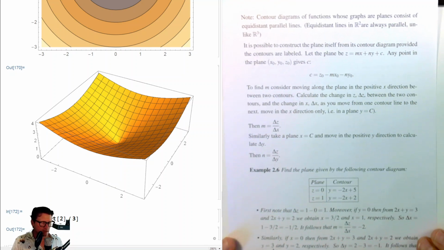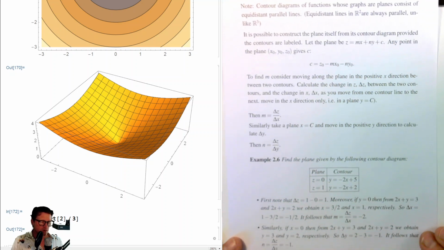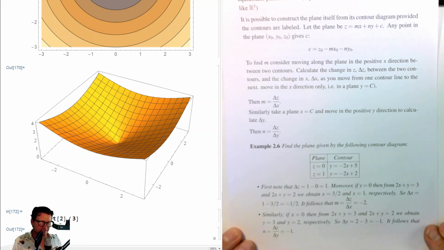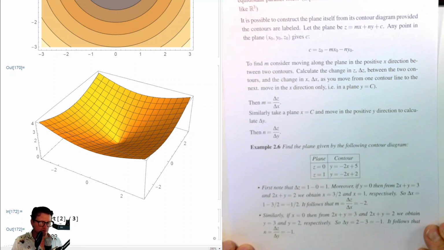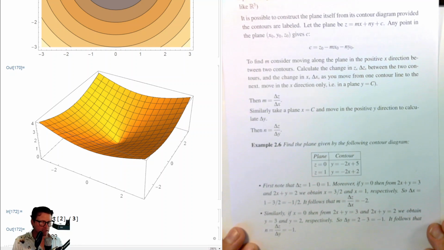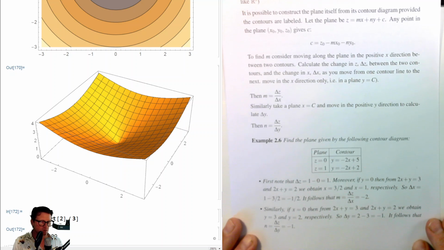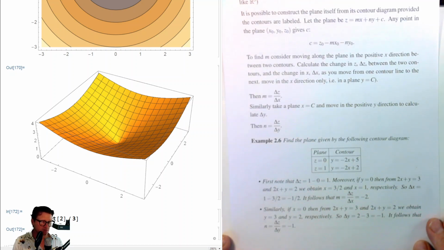To find m, consider moving along the plane in the positive x direction between two contours. Calculate the change in z, delta z, between the two contours and the change in x, delta x, as you move from one contour line to the next. Move in the x direction only, i.e. in a plane y equals c. Then m equals delta z on delta x. Similarly, take a plane x equals c, and move in the positive y direction to calculate delta y. Then n is equal to delta z on delta y.